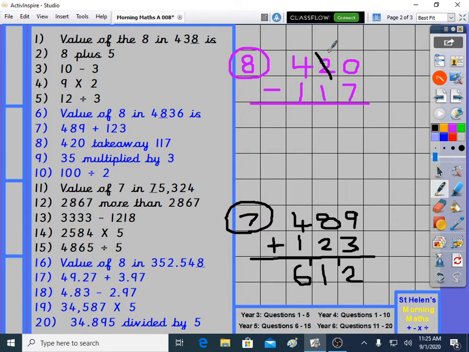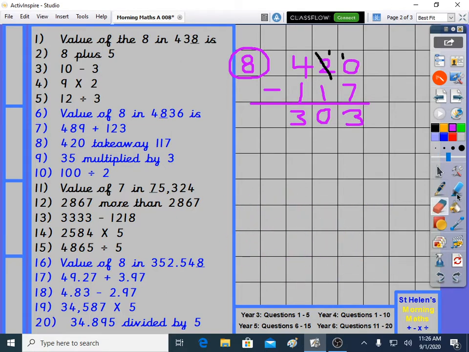The 2 tens, which goes down to 110. You bring a 10 over here, it makes 10. Take away 7, that is 3. We can do that. 1 take away 1 is 0. 4 take away 1 is 3. So 420 take away 117 is 303. Doing a little check in my head and I'm getting the same thing. So I'm happy that number 8 is correct. And we're moving on to number 9.